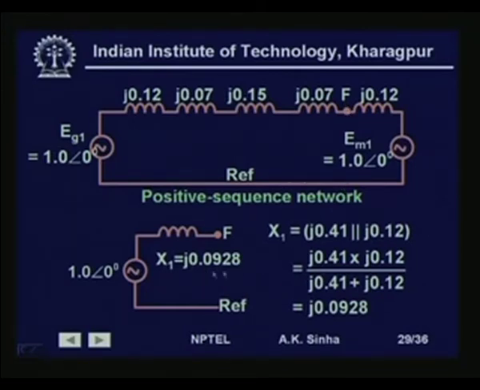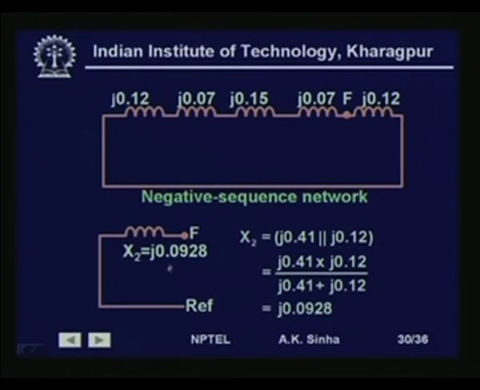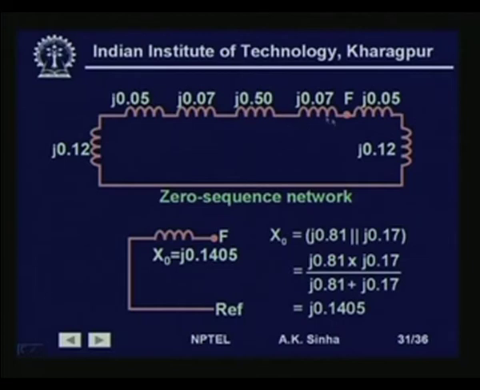If we do, it comes out to be j0.0928, because this impedance is around j0.41 and this impedance j0.12, and they are in parallel. So, on reduction finally it comes out to be this much. Similarly, for the negative sequence network, since the impedances are the same, the value of X2 is also the same, that is j0.0928.